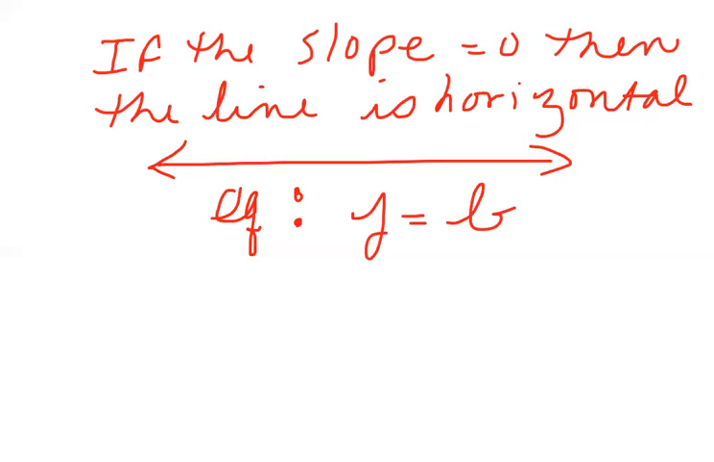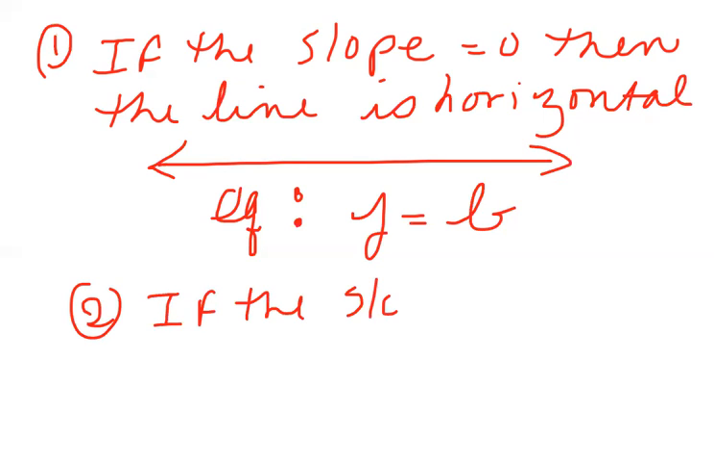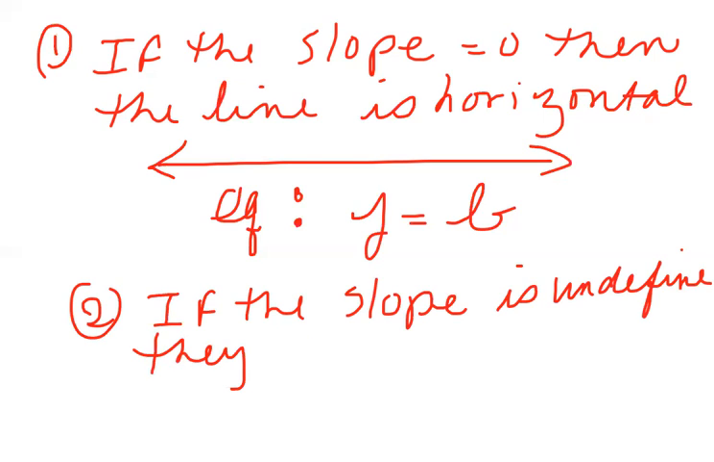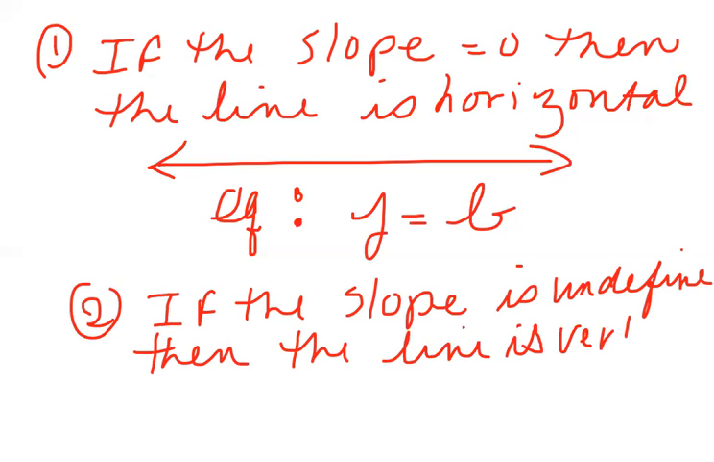Now, additionally, if the slope is undefined, then the line is vertical. It goes up and down, which means you have vertical change, but no horizontal change.